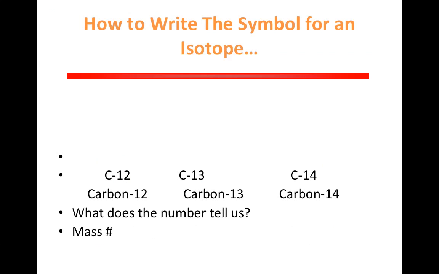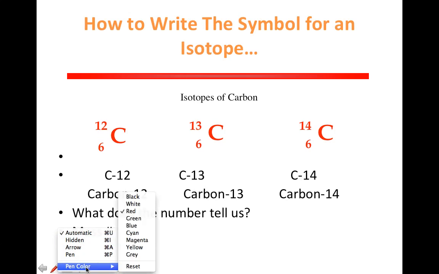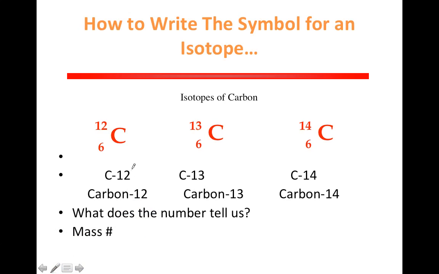How to write the symbol for an isotope? It's very simple. For carbon 12, you put C12, or carbon 12, and C13, which is carbon 13, and C14, which is also carbon 14. So what does this number say? Well, this number tells you the mass number, which is the mass number of the atom.